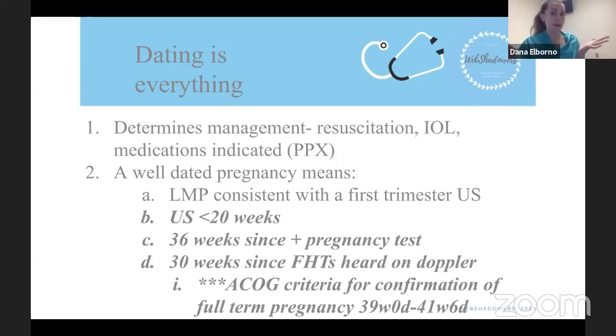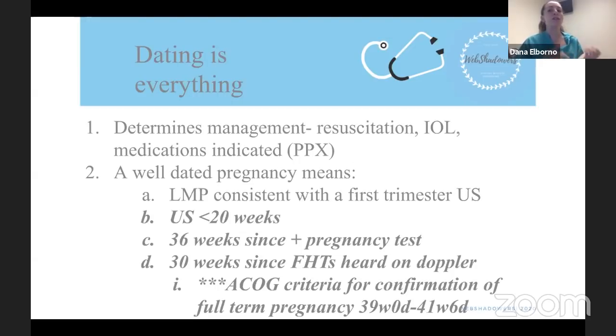Now, the longer that the baby is on the inside, you lose that correlation. So when you're looking at a pregnancy in the third trimester, there's a lot more environmental and genetic factors that will determine how big a baby is beyond the age of the baby or how long the baby's been on the inside. So that's why an early ultrasound is really our best dating, especially when it's consistent with the last menstrual period.